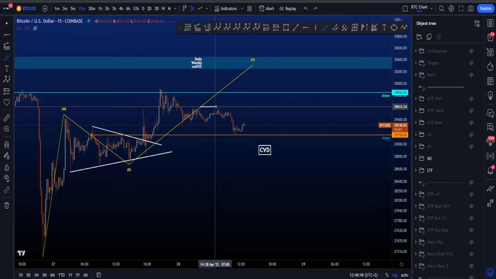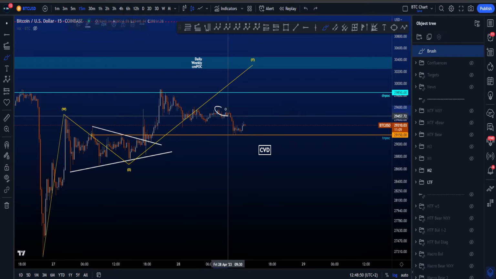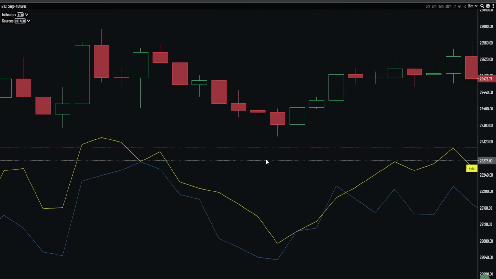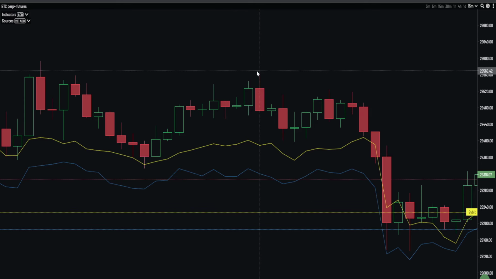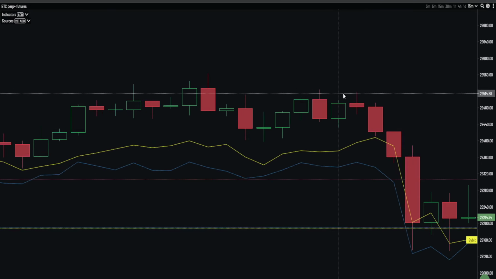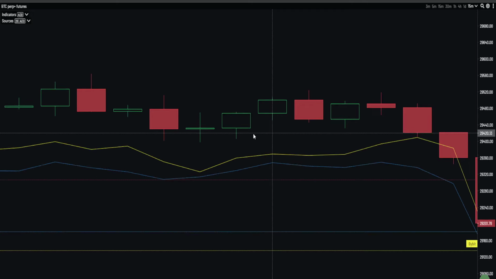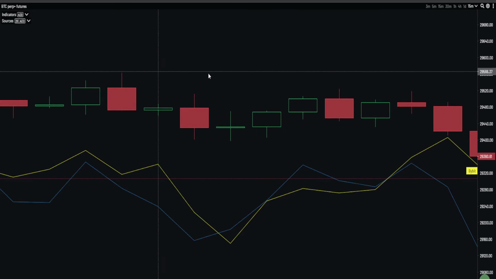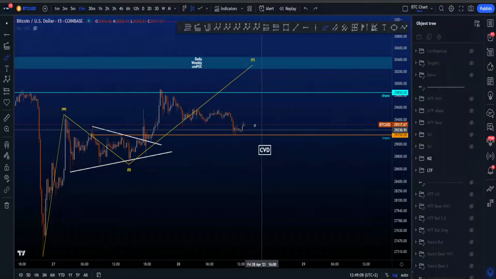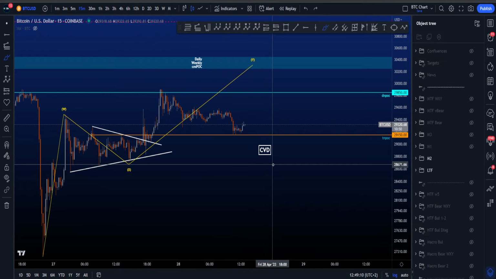But as you can see, price never took the target over here. It stopped a little bit below that high, then created a lower high, but a higher high on the yellow CVD line. So we made a lower high on price, but a higher high on the CVD line, which is a bearish divergence, eventually leading to price moving to the downside.